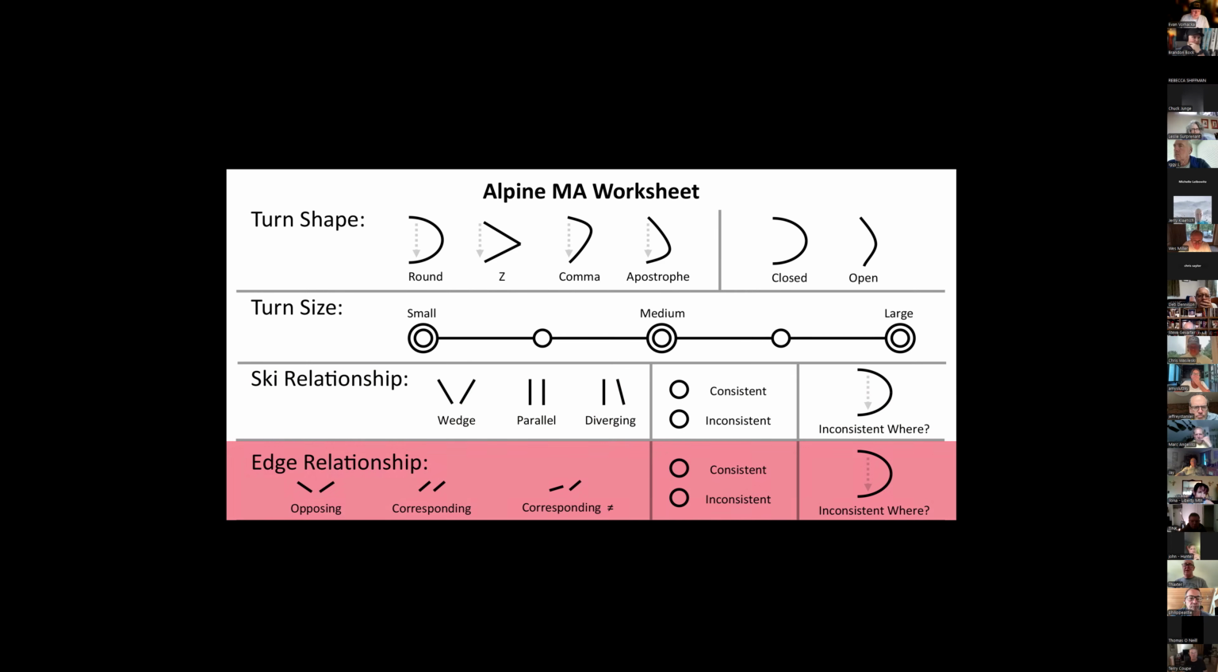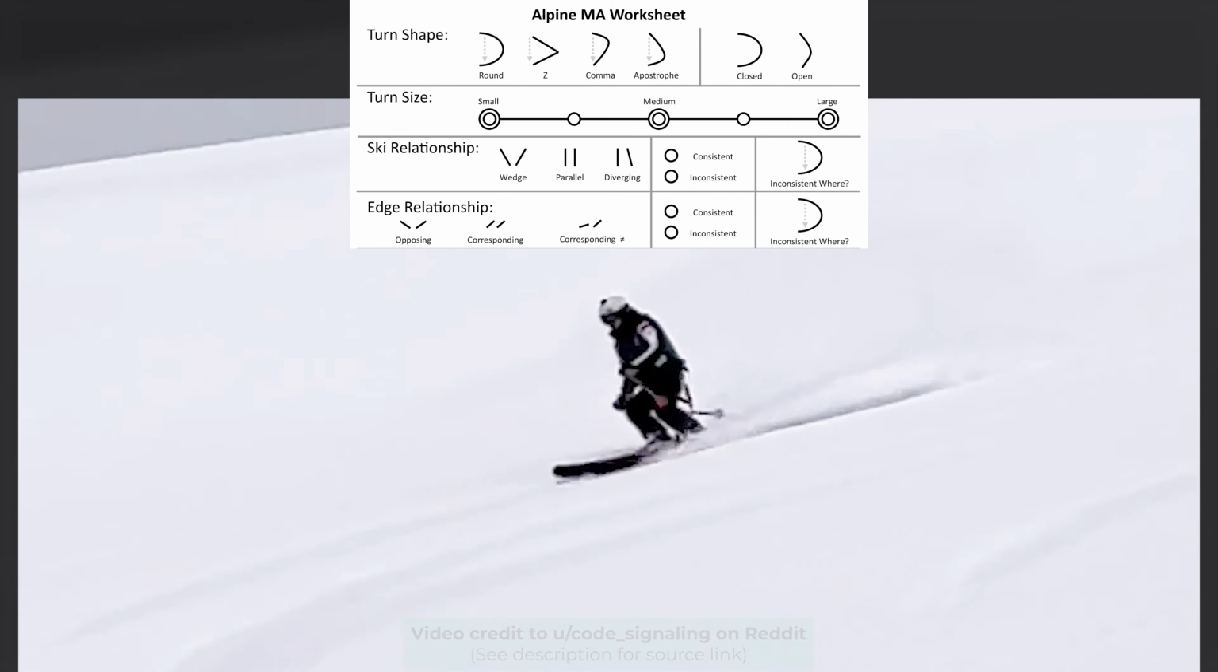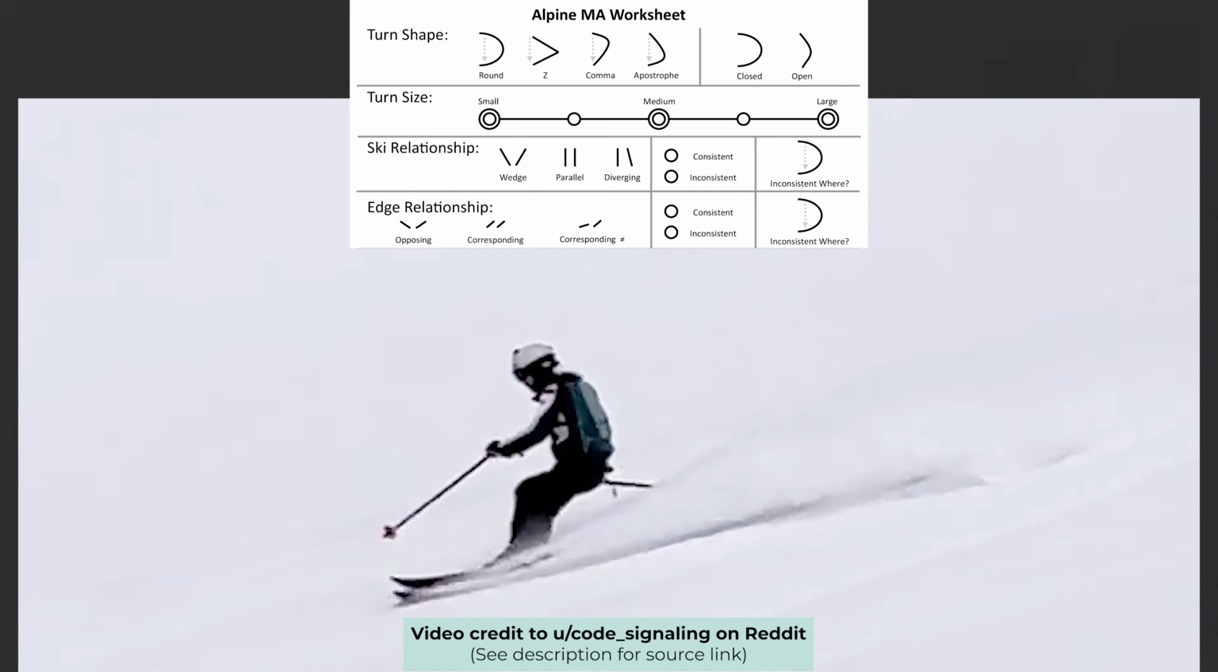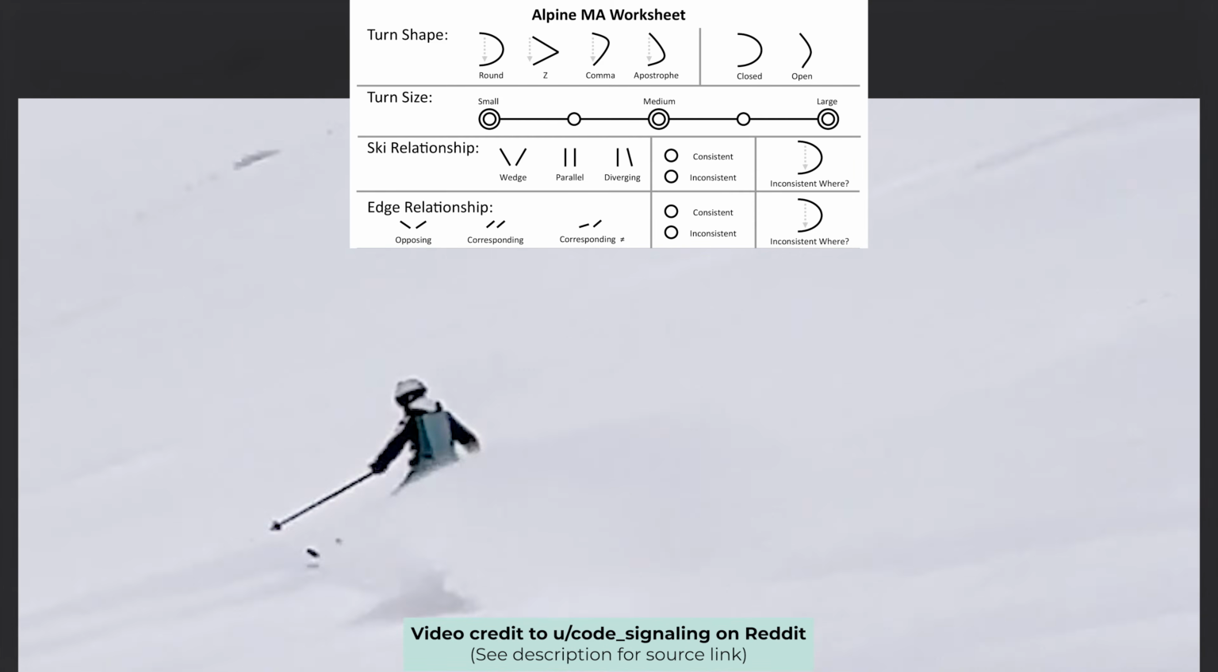So, on that too, we've got opposing edges, corresponding edges, or those corresponding but not equal. So you might see that one in like an A-frame from folks, where that inside ski is on less of an angle than that outside ski coming around the turn. And opposing, you're going to see far more in a wedge. All right, and let's queue up the next video. So again, try to look past some of the obvious body performances and look right at the skis.